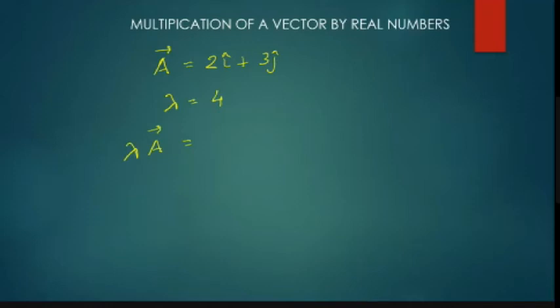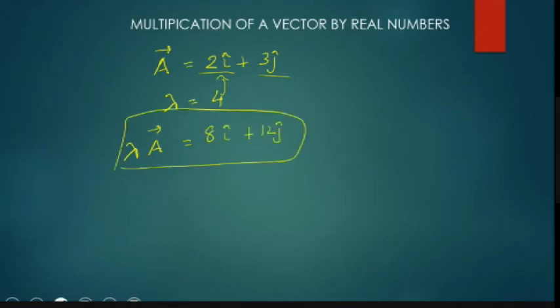8i cap plus 12j cap. Yes, that's all. So what is that? There are two portions, 2i cap and 3j cap. So there are two magnitudes, one is 2, another one is 3. In order to multiply this, you have to multiply the first value, 4 into 2, magnitude into magnitude. That's all. So 8i cap plus 4 into 3, 12j cap. That's all. Clear? Yes, sir, clear.